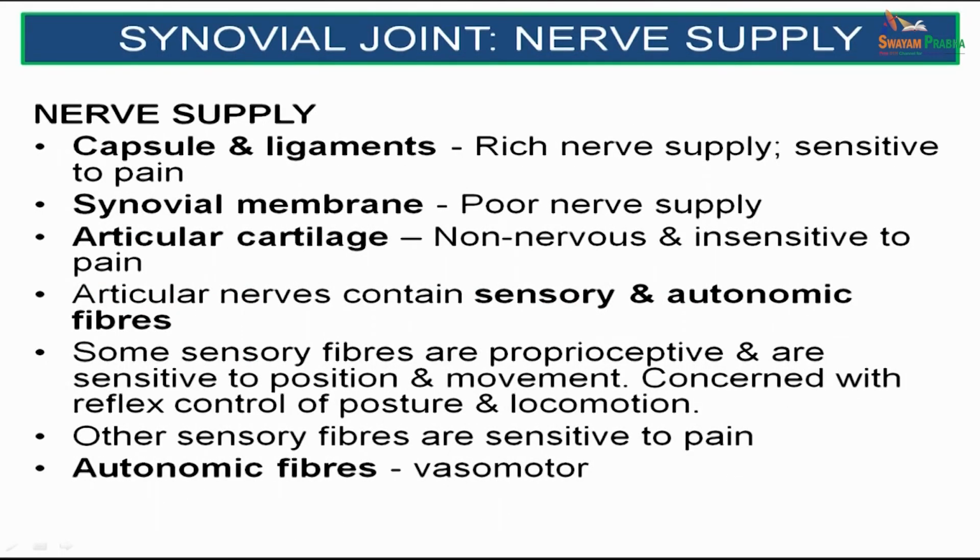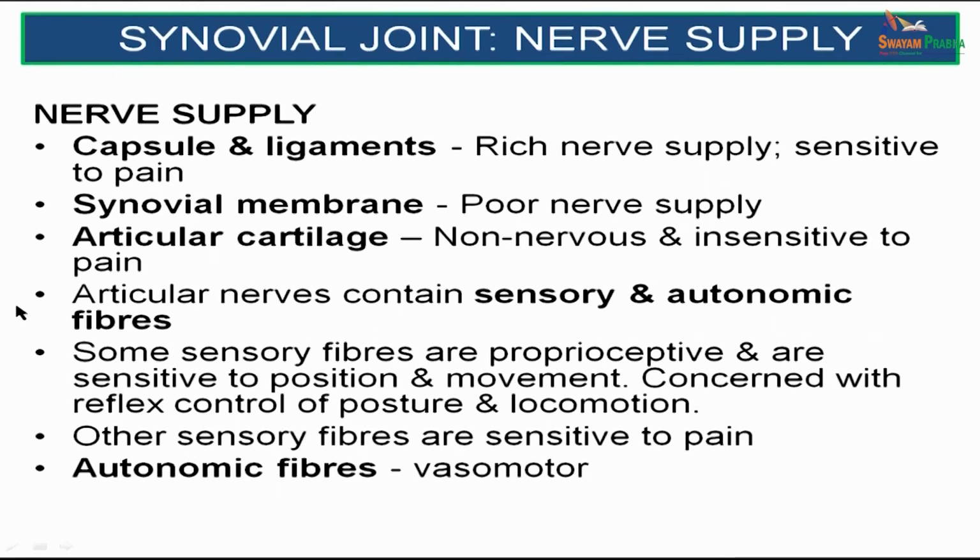Nerve supply. The capsule and ligaments of every joint are richly supplied by nerves. They are sensitive to pain. But the synovial membrane has a poor nerve supply. The articular cartilage is totally not supplied by nerves, it is non-nervous and hence insensitive to pain.